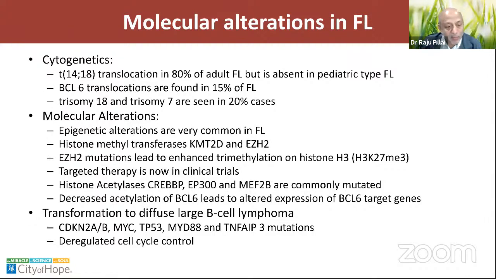There are targeted therapies. The other very commonly mutated genes in follicular lymphoma, CREBBP, EP300, MEF2B, are all, again, histone acetylation genes, and decreased acetylation of BCL6 causes altered expression. BCL6 is a transcription factor that activates so many genes, and if there is altered expression, that affects how BCL6 works. And then at some point in follicular lymphoma, there is transformation, and many other genes get mutated: TP53, MYC, MYD88, the NF-kappa B pathway. So what is the role of molecular studies? It might be useful in future to understand transformation or early transformation if these genes can be analyzed.